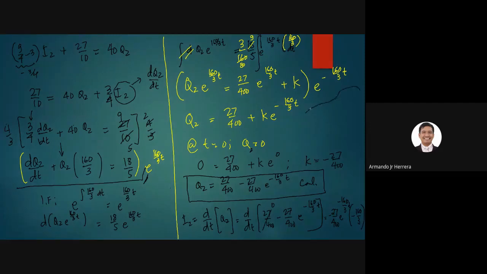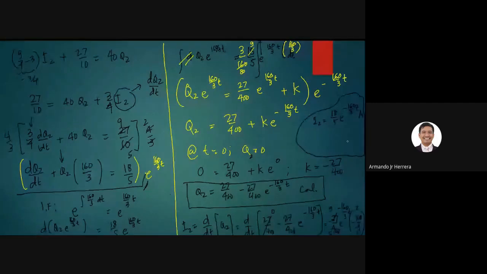What is I2 now? Paki-calculate naman. This times that. 27, that's 9. 1. Pag 8. Pag 60, cancel yung 60. Pag 8, may 5 dito. May 2 doon. That's 18 over 5 e to the negative 160 thirds of t.